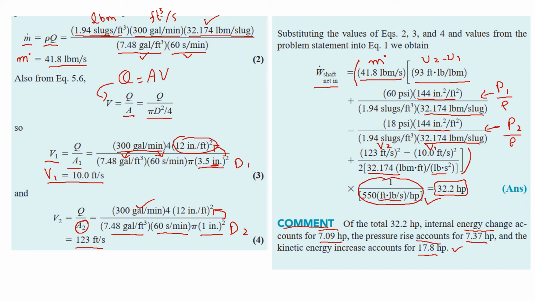So we can disintegrate this total power into the terms it is contributing to: how much is going into the internal energy increase, how much into the pressure rise, and how much into the kinetic energy rise. So this was our first example from your Munson book. Hope this was clear.